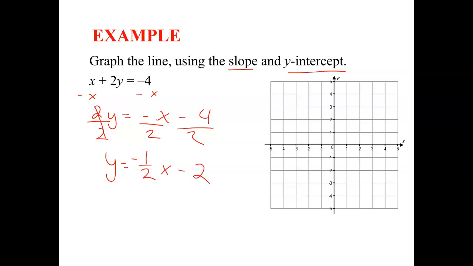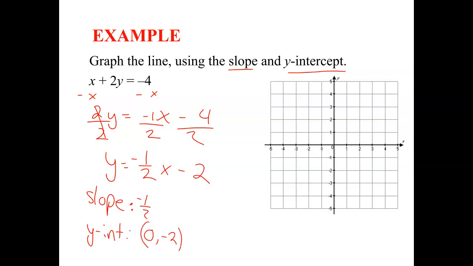Minus 2. Okay? So what's my slope? Wait, why is it negative? Oh, no, the 1 right there, 1/2. Wait. I subtracted the x, which makes it negative, then divided by 2. If I had a coefficient of 1, now it's negative 1/2. Okay? My slope is negative 1/2, and my y-intercept is the ordered pair (0, negative 2).